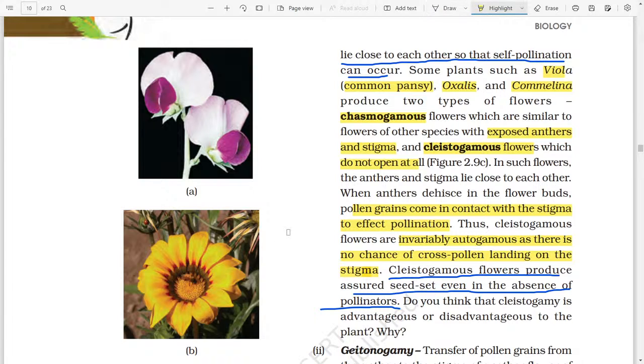Do you think that cleistogamy is an advantage or disadvantage to the plant? It may be both an advantage and a disadvantage for the plant.